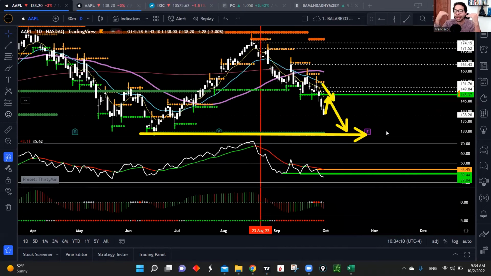and a retest of these lows. And given that Apple is one of the highest weighted stocks in the market, we're probably going to see some more downside in the SPY, in the QQQ, in XLK, and therefore in the Nasdaq Composite, right? So keep this chart in mind.